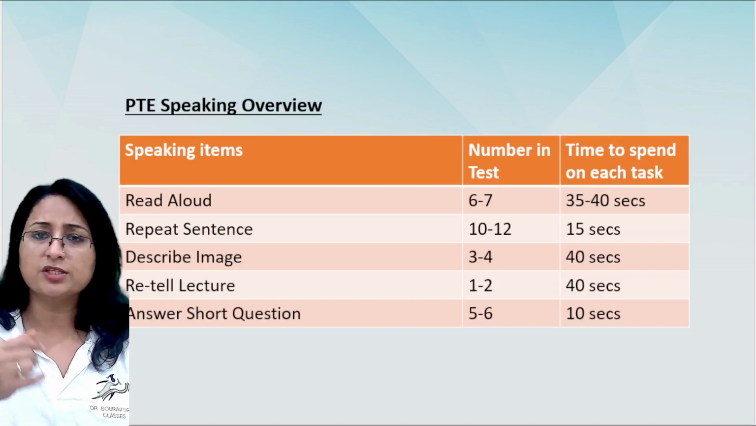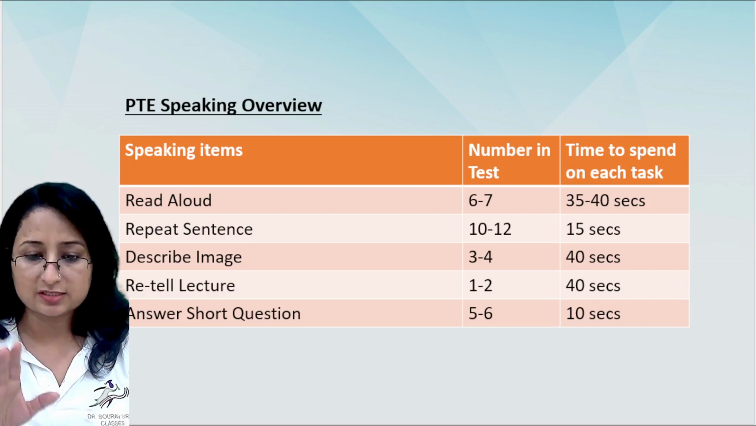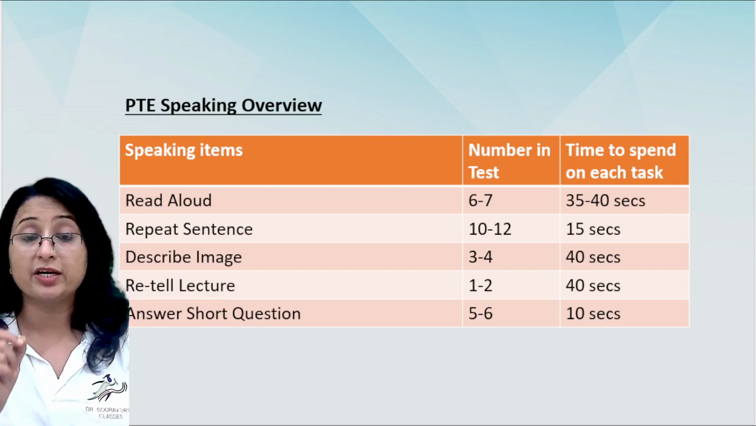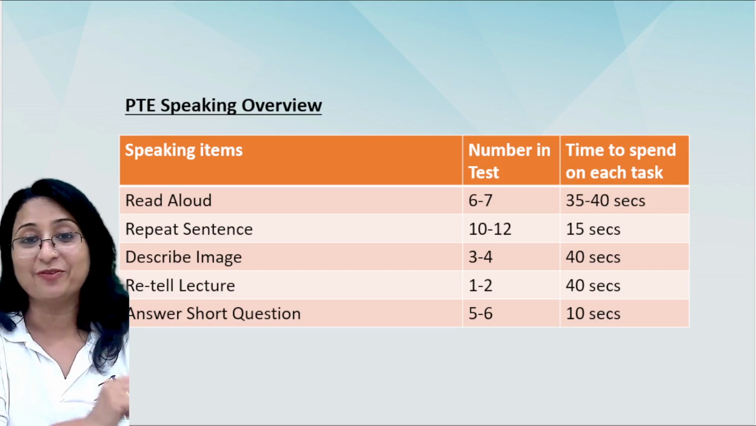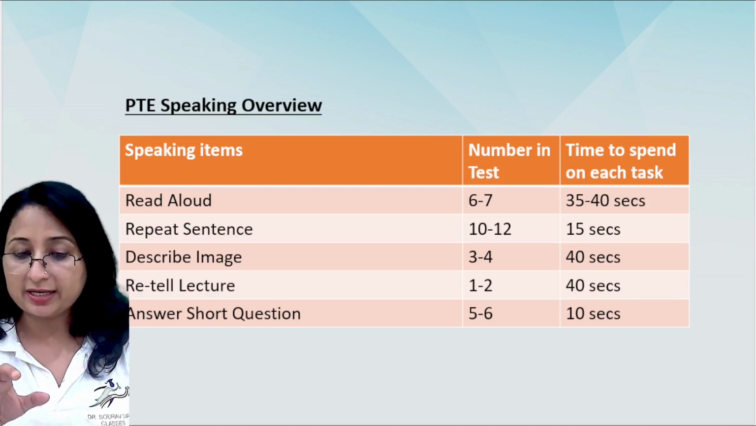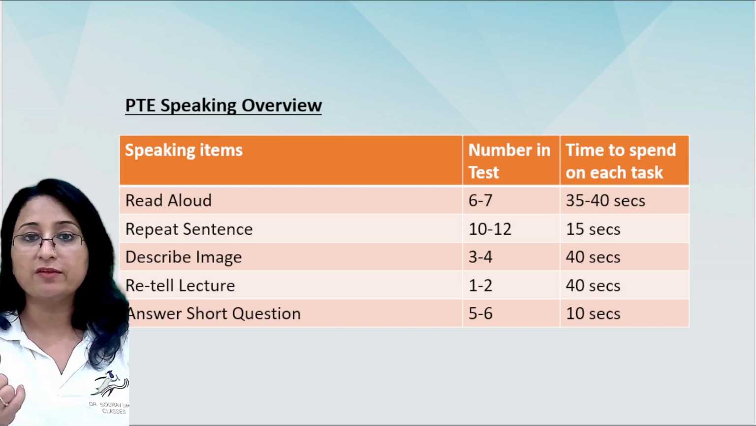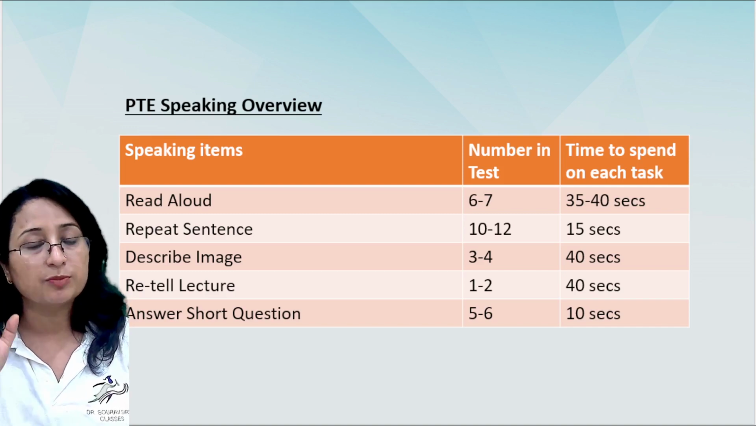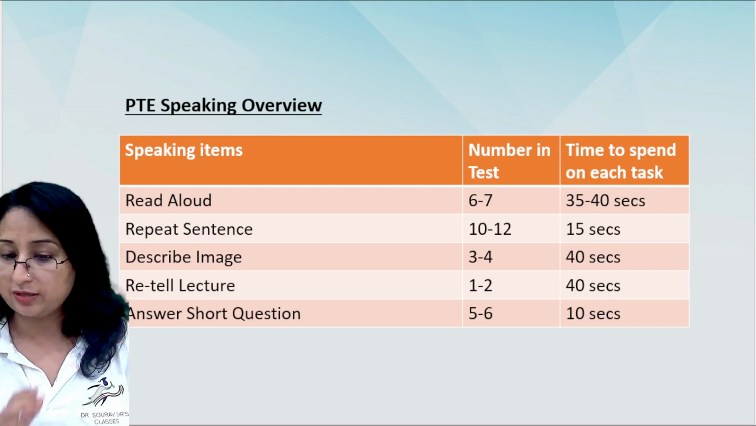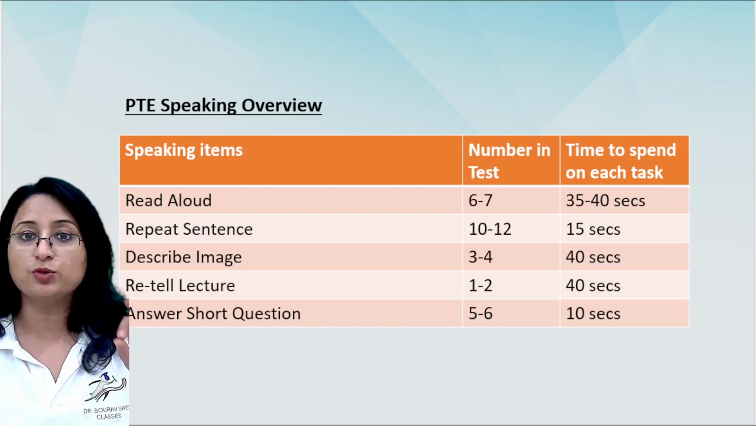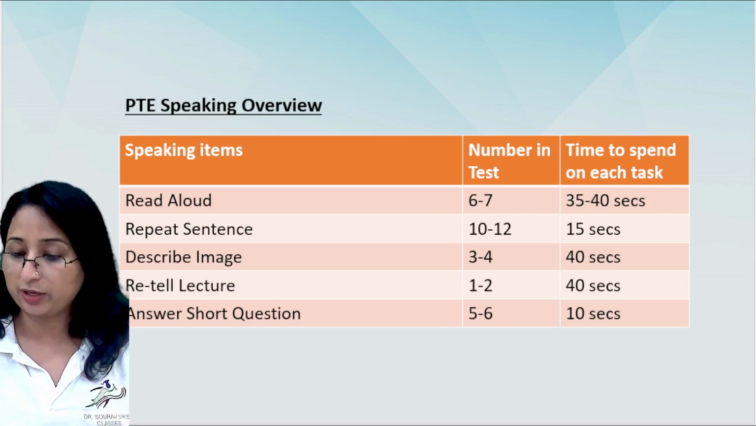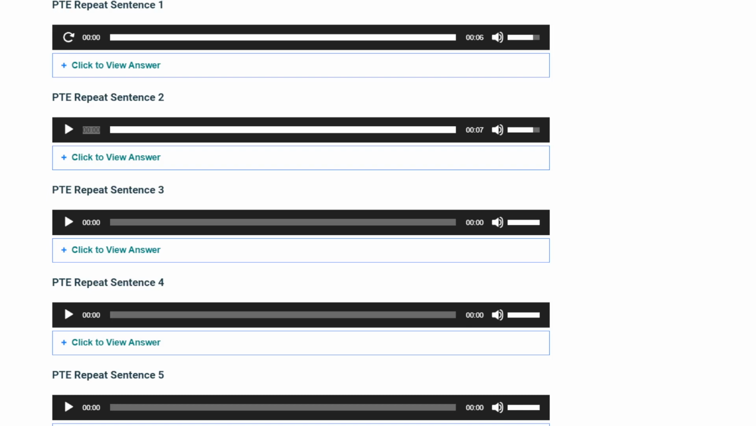This is the overview I mentioned in our previous class. First was read aloud, which we did in our first class. That was a really interesting session also, so please watch that video too. And repeat sentence: the number of items in the test is 10 to 12. You have to listen properly and speak the sentence exactly as they say it in the sound. They will provide you 15 seconds, and you have to speak as per the timing. Okay, let's start. Are you ready, guys?